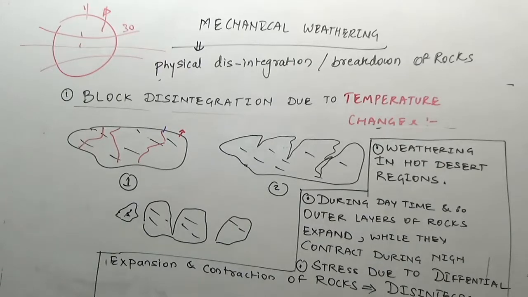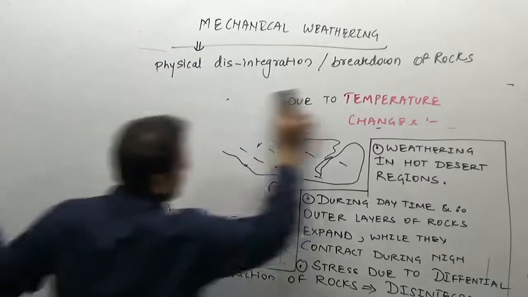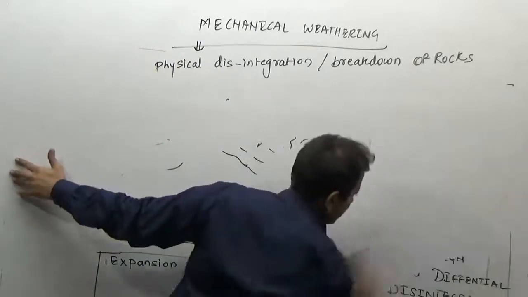So this is a kind of block disintegration due to temperature changes in the hot desert region, as opposed to the frost action in the temperate latitude regions. Now the third kind of disintegration, mechanical weathering, is granular disintegration of rocks.